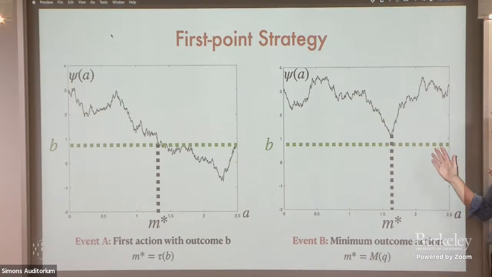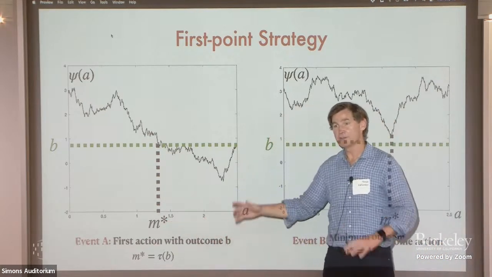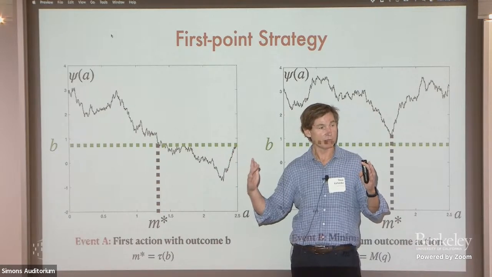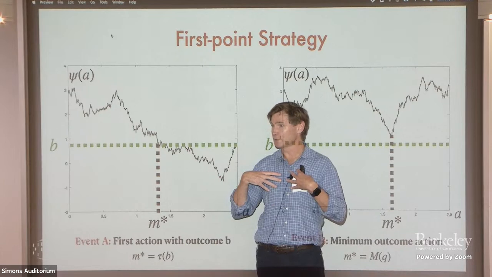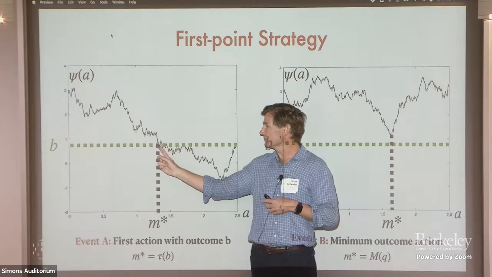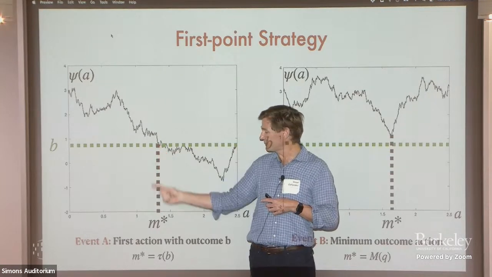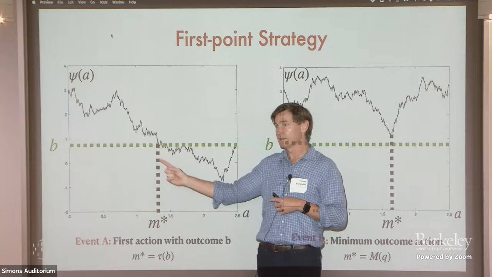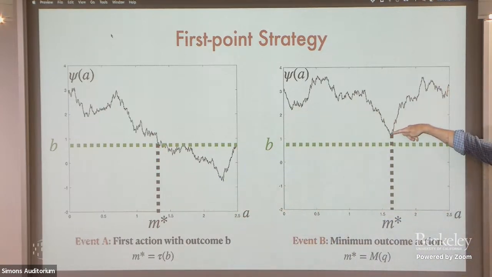Well, now if the expert recommends action M star, there's 2 possible events that are happening. The receiver, the decision maker, doesn't know which one he is in. One possibility is that the path does hit B, and that if she follows that outcome recommendation M star, it's going to get outcome B. The other possibility is the mapping looks something like this, where it doesn't actually get to B.